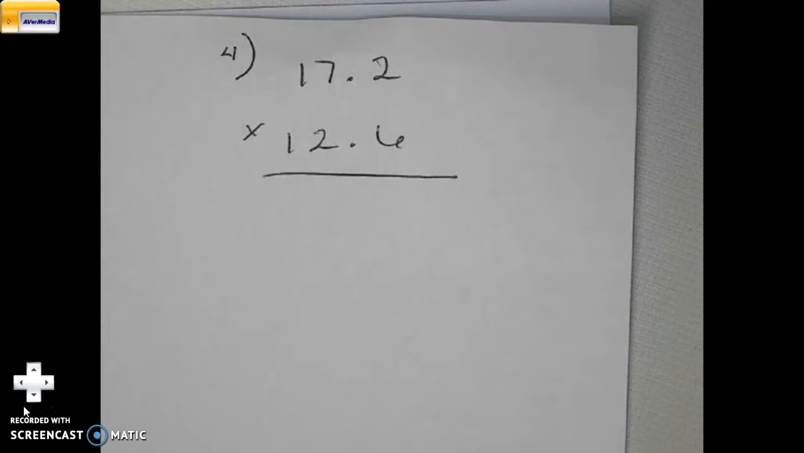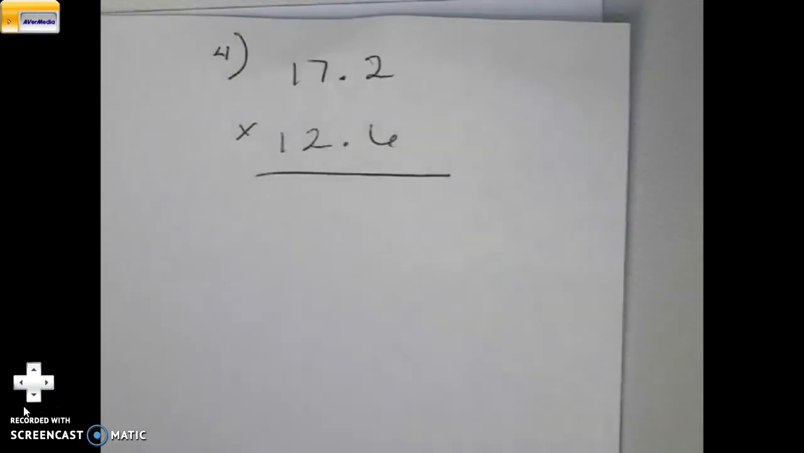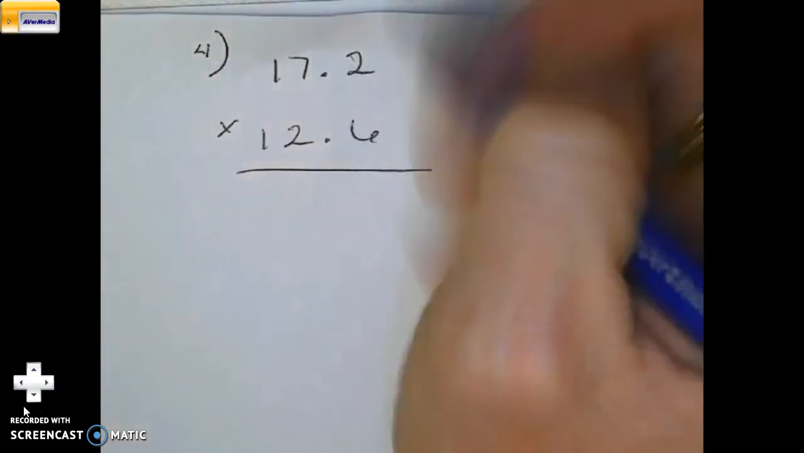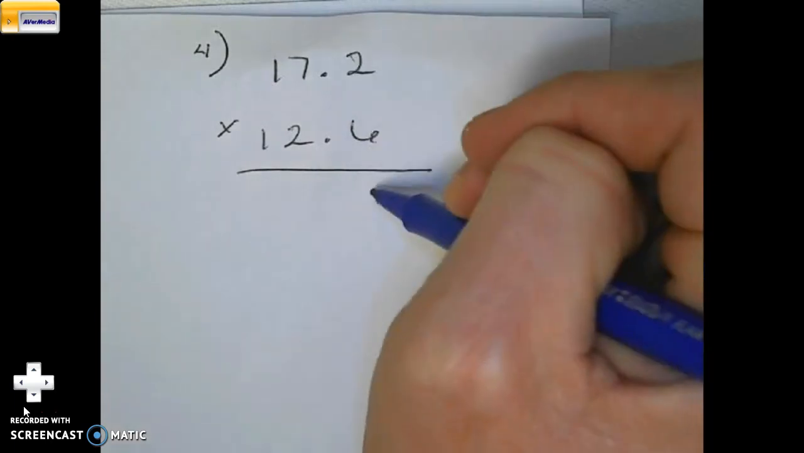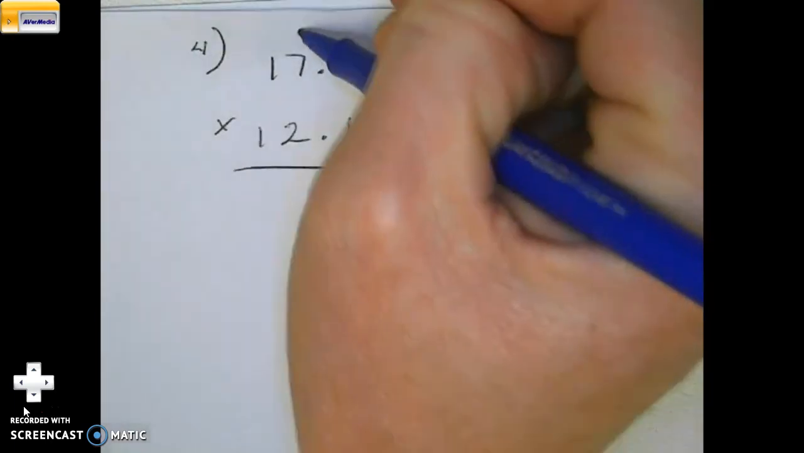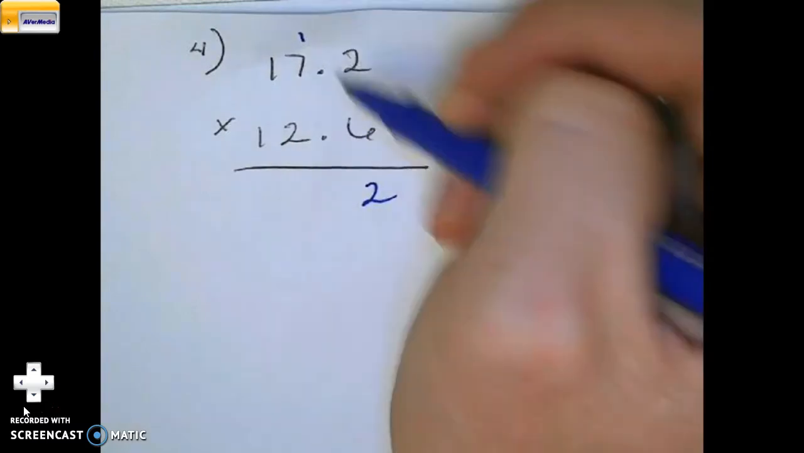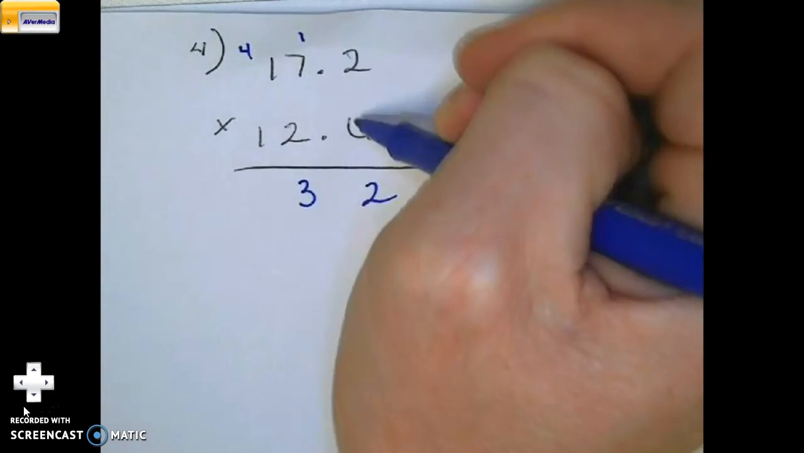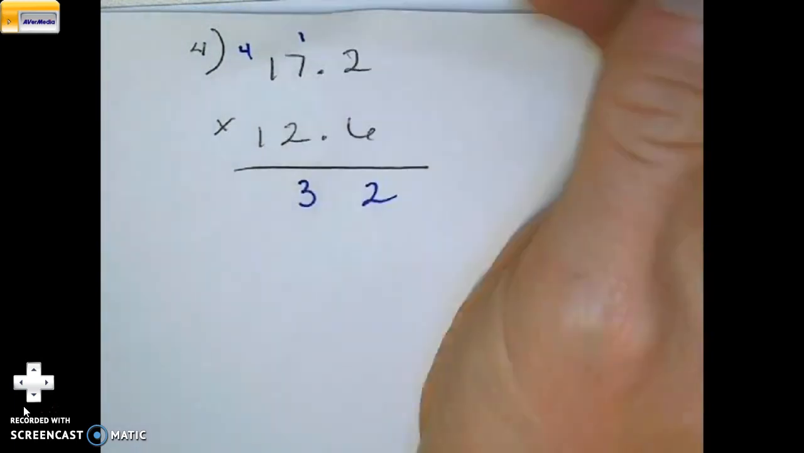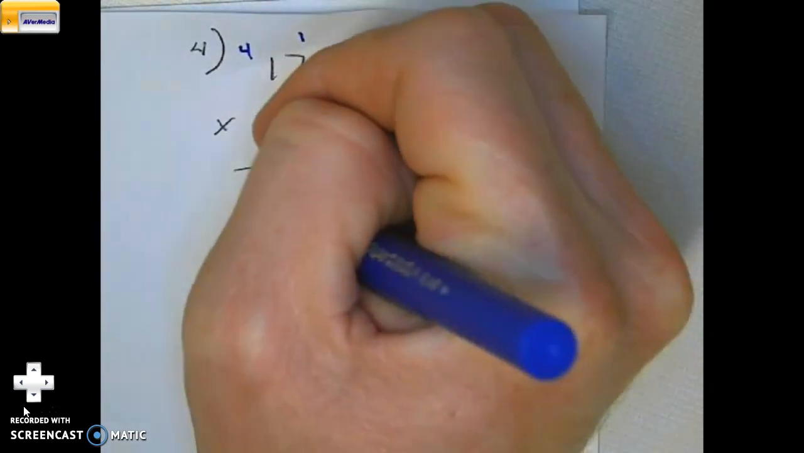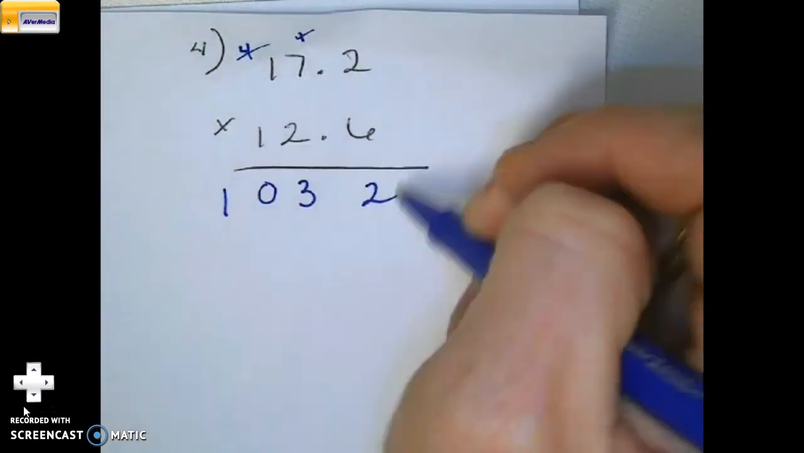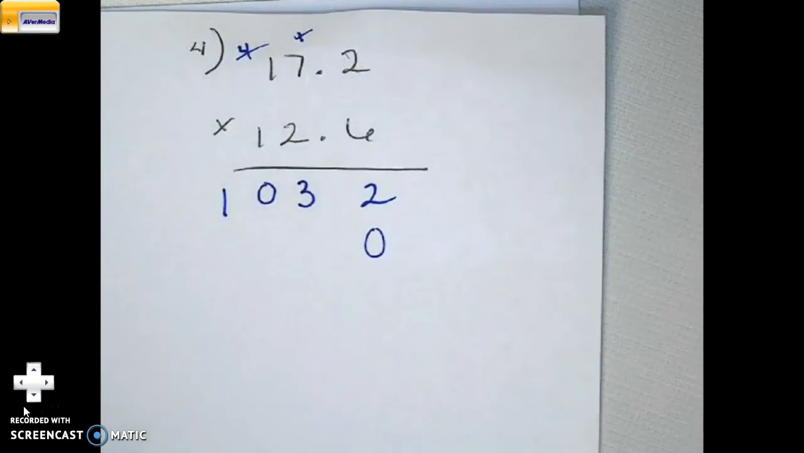Here is problem 4. I'm going to go through this, and here we go. We have our numbers lined up, so I'm going to start with my 6. 6 times 2 is 12. 6 times 7 is 42, plus 1 is 43. 6 times 1 is 6, plus 4 is 10. I'm done. I'm going to put a 0 in this place value. I'm going to start over.